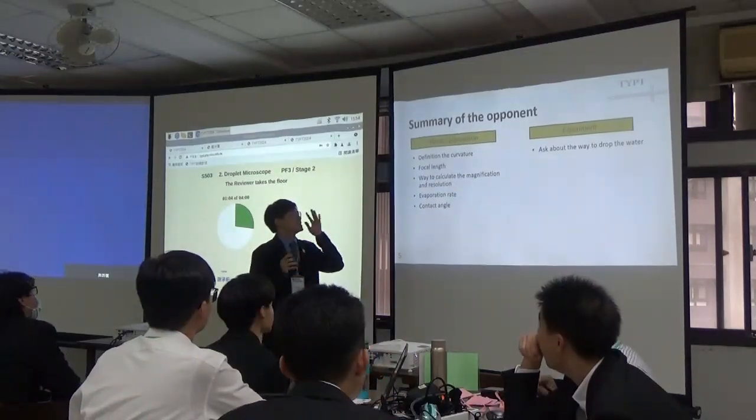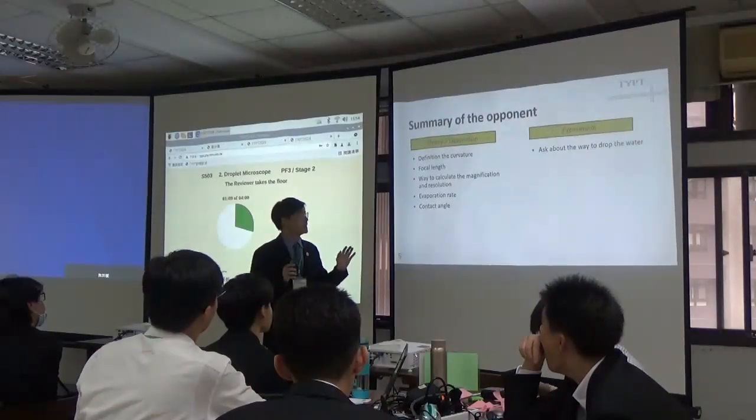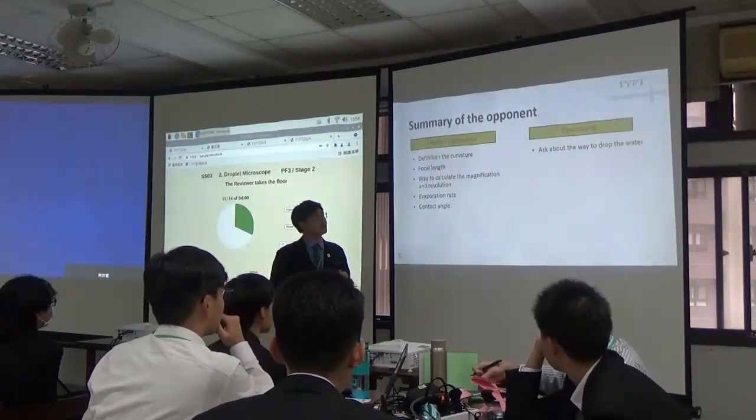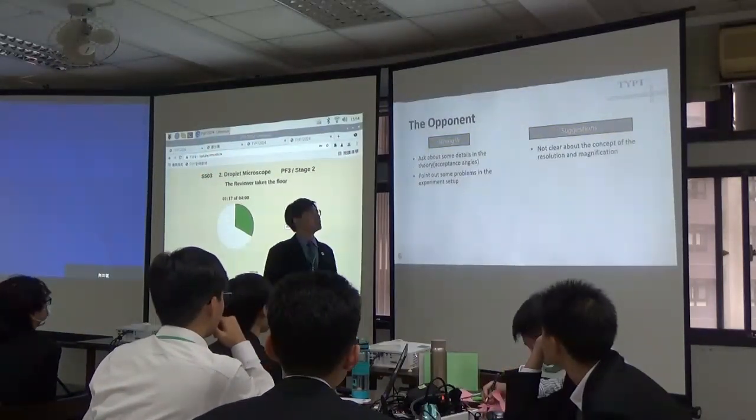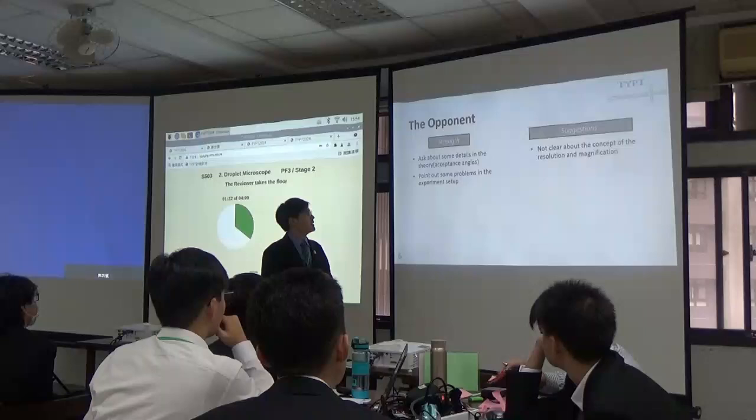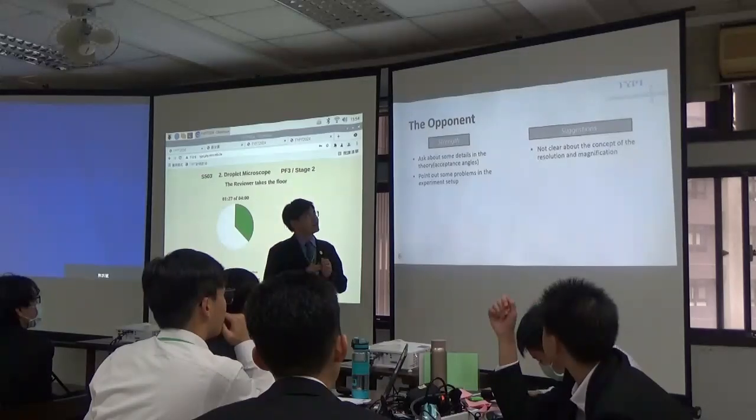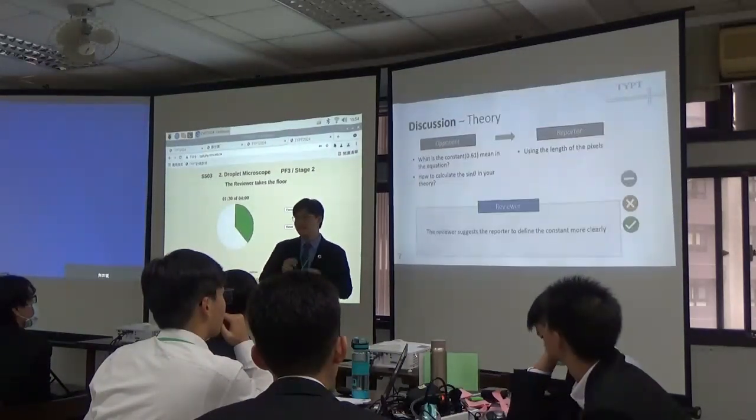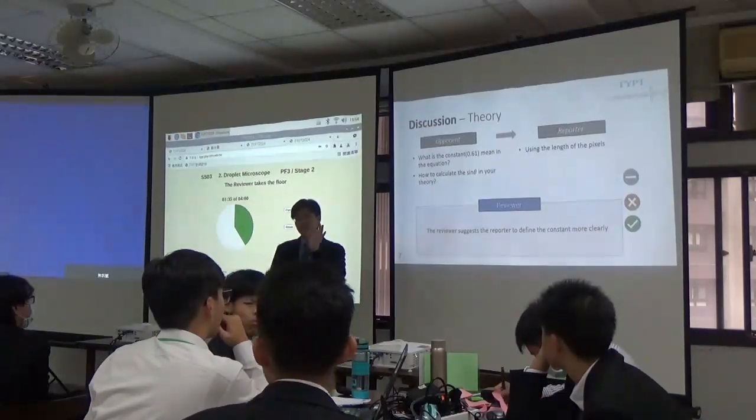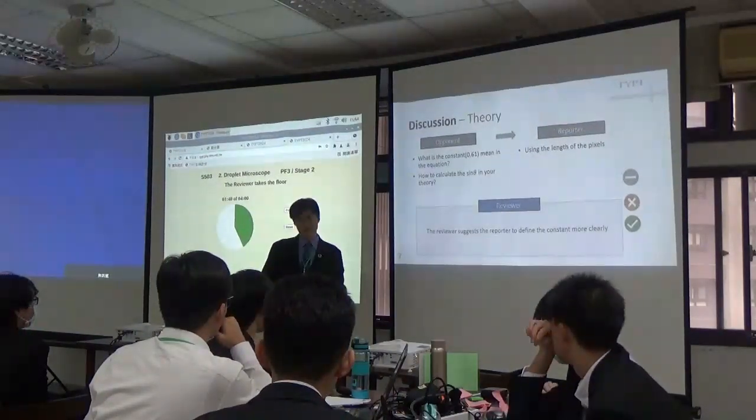So, this is a summary of the opponent. He asks about the definition of the curvature and the focal length and the way to calculate the magnification and resolution and the evaporation rate and the contact angle. And in the experiment part, he asks about the way to drop the water. And I think he asked about some details in the theory, like acceptance angles, and he pointed out some problems in the experiment setup. But I think he's not clear about the concept of resolution and magnification because he didn't say which resolution should be used in his discussion with the reporter.